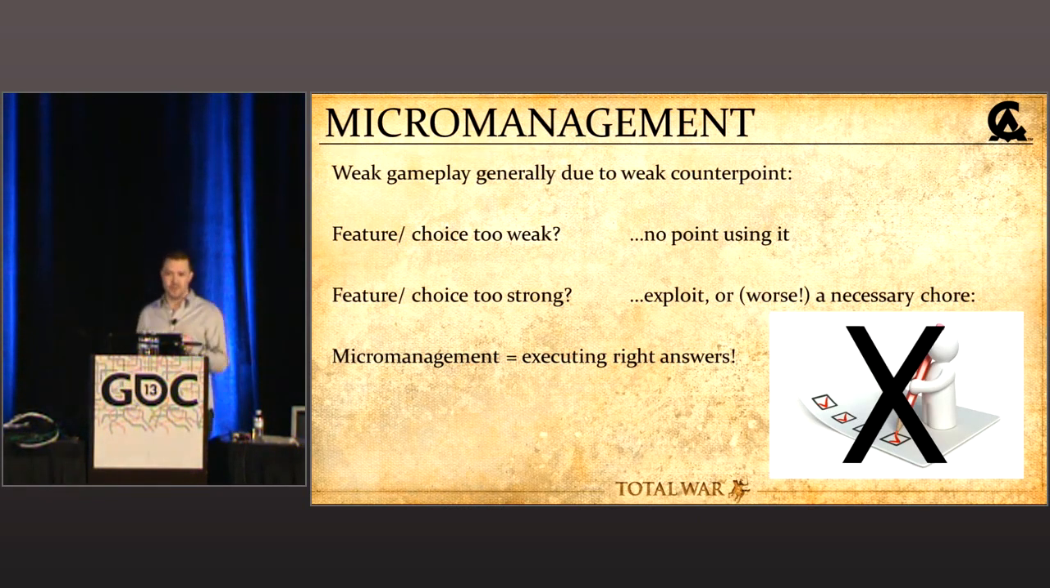So in later games, we wanted to put in a stronger counterpoint, a stronger long-term economic penalty to higher tax rates and a stronger benefit to lower tax rates. And I'm not saying we did it perfectly, but the idea was to make the setting of the tax rate an active choice rather than an exercise in executing a right answer, rather than micromanagement.